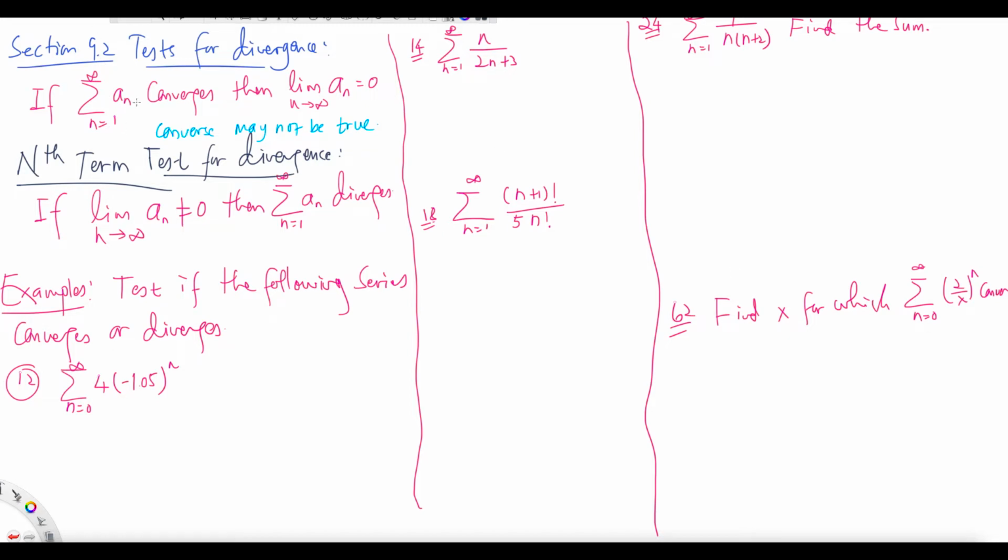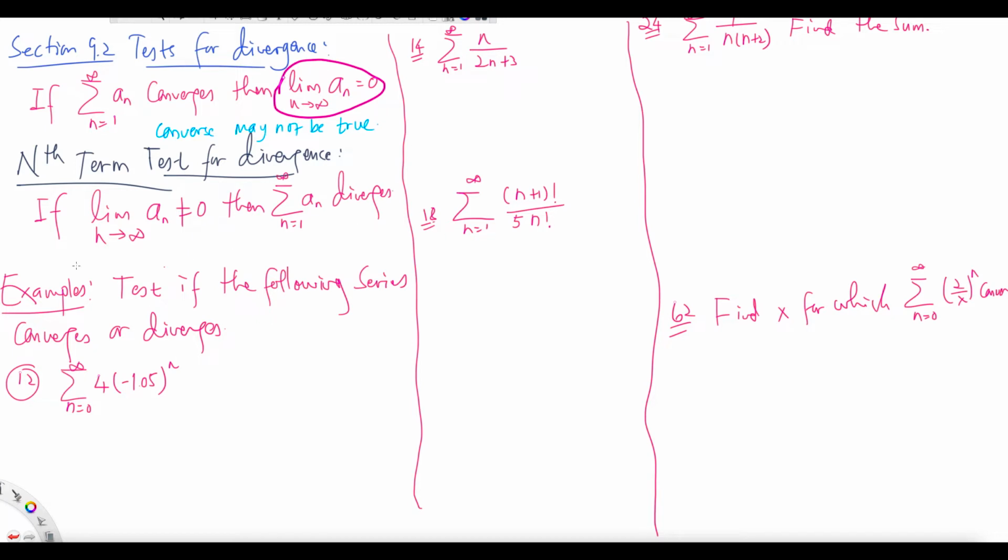If the summation of an converges, then the limit as n tends to infinity of an equals 0, meaning that if a series converges, then the limit of the nth term must be 0. It doesn't say much, because you first need to know that the series converges, and then its nth term has limit 0. But also, in this theorem, the converse may not be true, meaning that if the limit of the nth term is 0, it does not imply that the series converges.